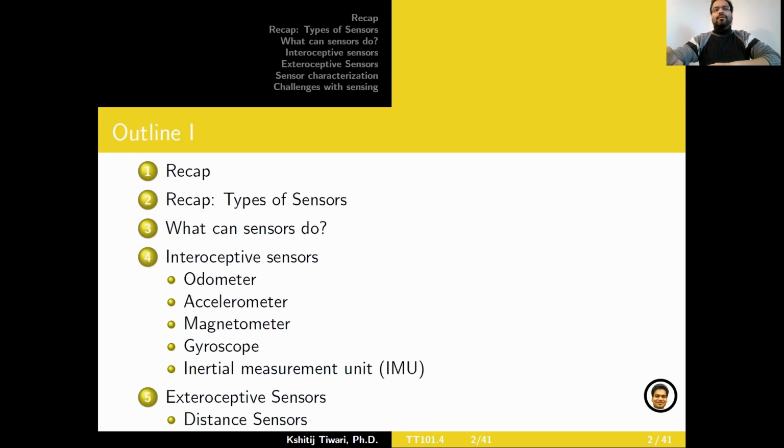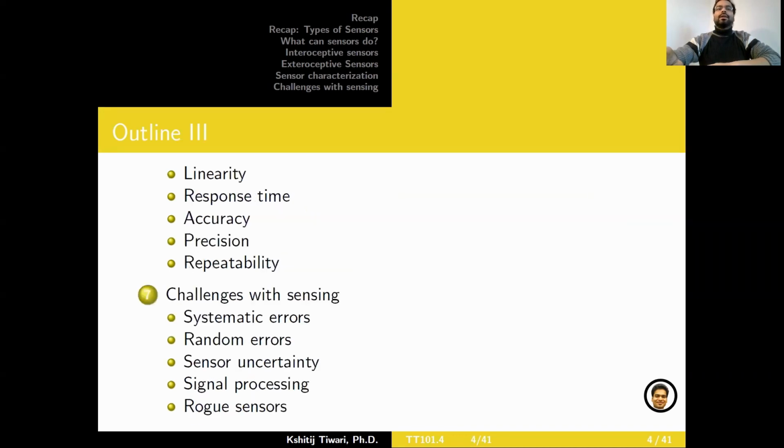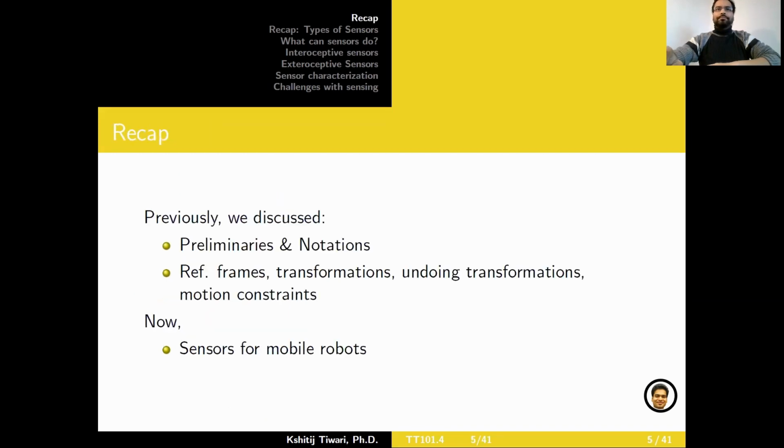So in today's lecture, we will take a quick recap over what we learned the last time. What can the sensors do? Interoceptive and exteroceptive sensors, some characterization, some mathematical analysis of how you define the performance of a sensor, and the challenges that the sensors present for mobile robots. So let's get to it.